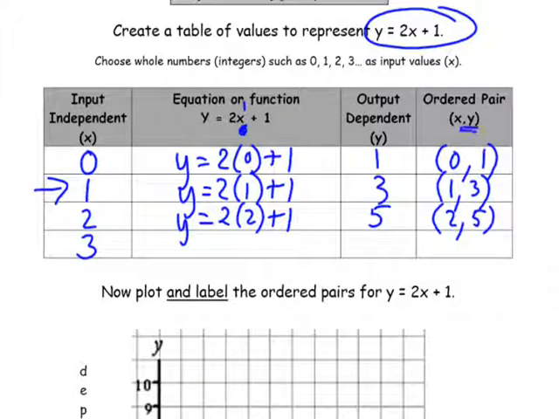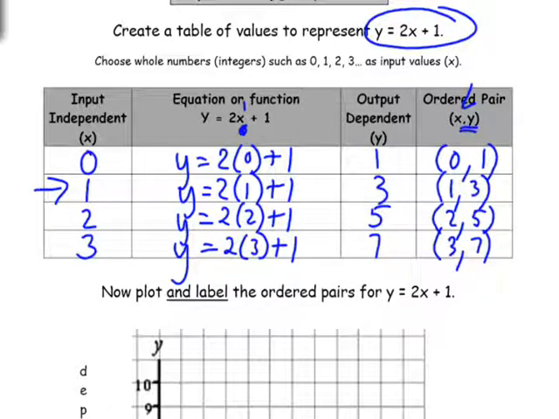And again, the first number in an ordered pair is the x, and the second is the y. And last but not least, I'm going to replace x with 3. y would then have a value of 7. So if x is 3, then y would be 7.